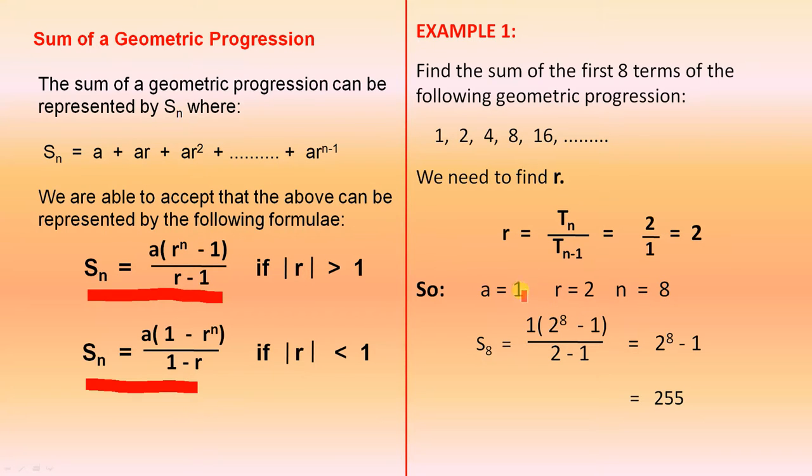So we substitute those values there into the first formula, because the absolute value of 2 is greater than 1, so we just use the first formula. After substituting in and doing the working out, we see that the sum of the first 8 terms is 255. That's quite easily done with the calculator.